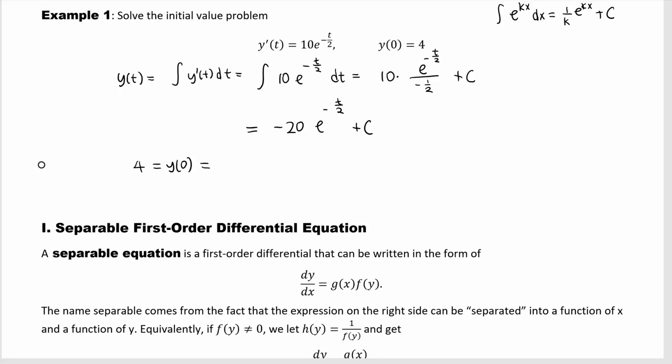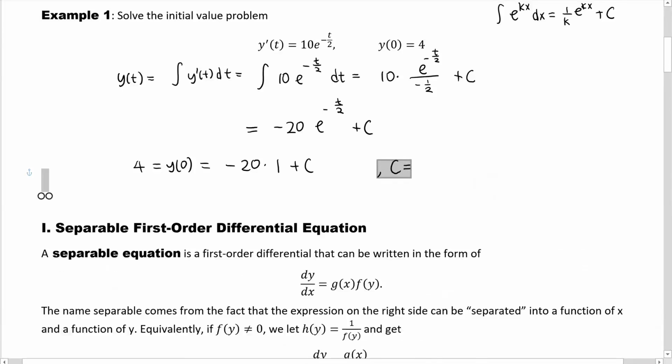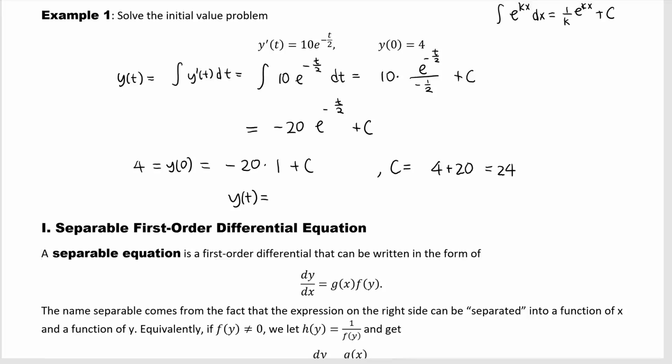That equals, when we plug in t is 0, we get negative 20. e to the 0 is actually 1, it's not 0. Plus c, so we see c equals 4 plus 20, that is 24. Alright, so after we figure out the c, y of t is then minus 20 e to the minus t over 2 plus c, which is 24. So this is how we solve the differential equation. Okay?